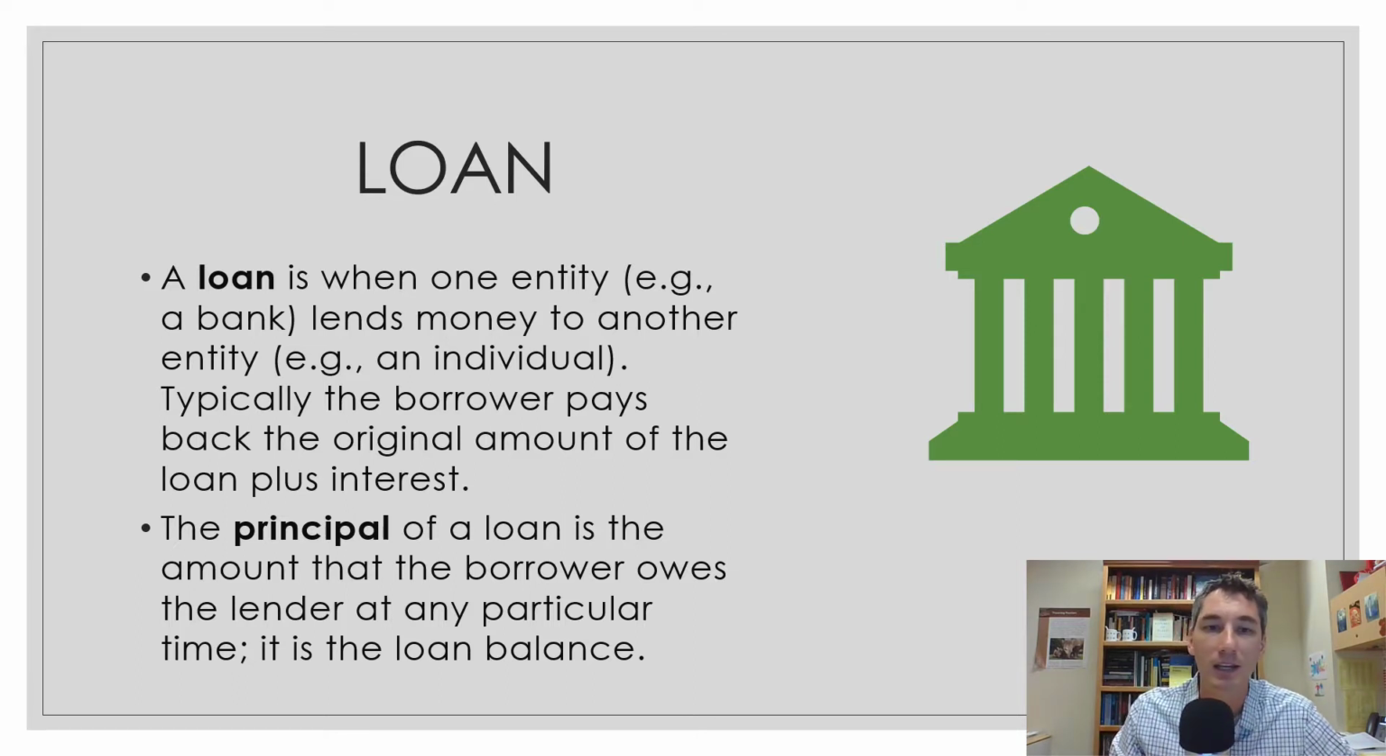But it doesn't have to be a bank and an individual. It could be the government to an individual, or the government to a company, or a bank to a company. There are lots of different ways that money can be loaned. It could be your parents to you. Student loans are sometimes the government to you. And then the principal is just the amount that the borrower owes the lender at a given time. Initially the principal is how much money was lent, but over time as you pay back the loan, the principal goes down, so you can think of the principal as the account balance at any given time.